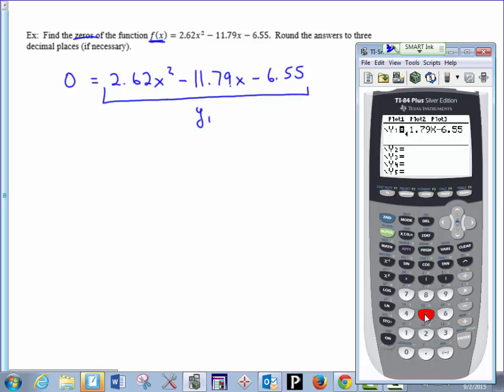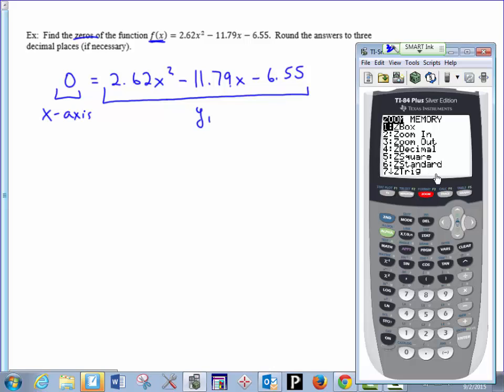Okay, the zero side of this equation represents the x-axis, and to find the zeros means find where the given function crosses the x-axis. We can look at our function and know that our y-intercept is negative 6.55. So let's try a standard window to see if the graph would be appropriate. So do zoom, go down to number 6, which is standard, and then graph.